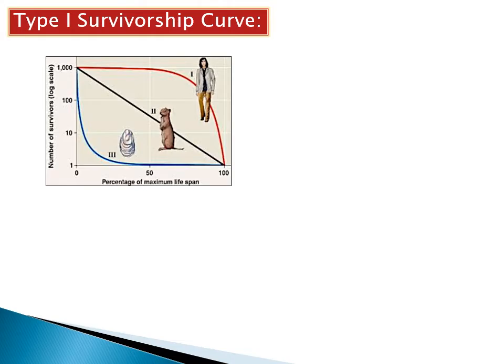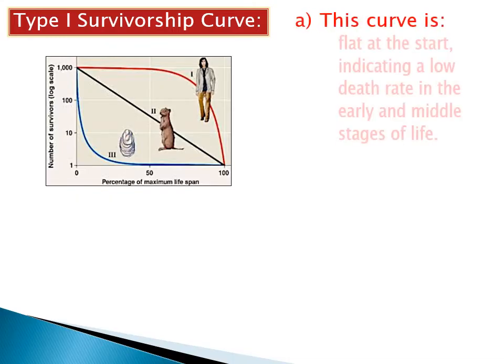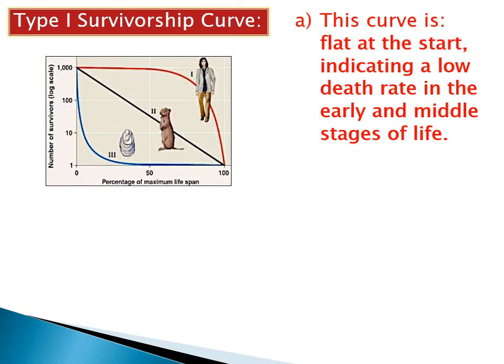If we look at the type 1 survivorship curve, of which our example on the graph is humans, this curve is flat at the start. Remember, this is percentage of lifespan. 0 is when you're just born, and 100 is when you're really old. This is adjusted for different species that have different lifespans. And on the side is the number of survivors.